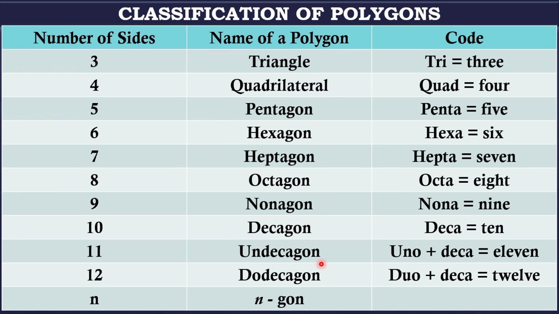So, uno, that means 1, plus deca, which is 10. So, 1 plus 10, that is 11. Do, so that is duo, that is 2. 2 plus 10, that is 12. Okay, so these are the code or prefixes, yung simula na pwede nating tandaan para malaman natin how many sides of the polygon does it have.